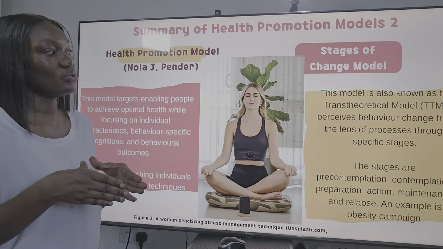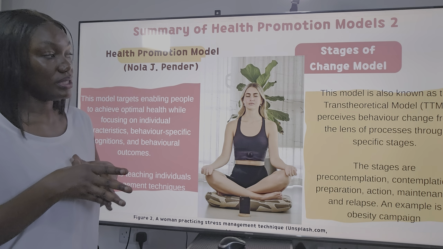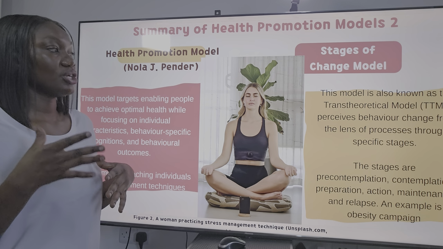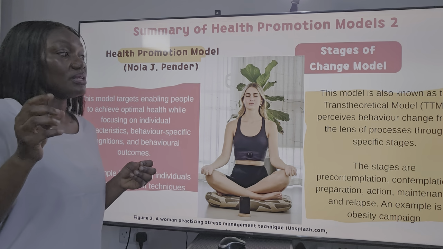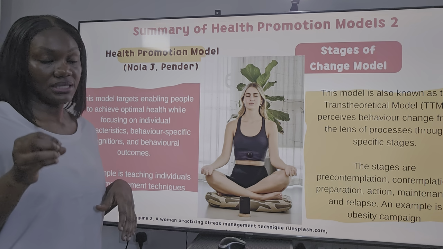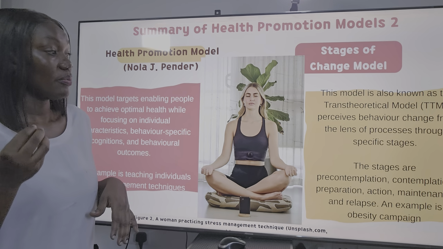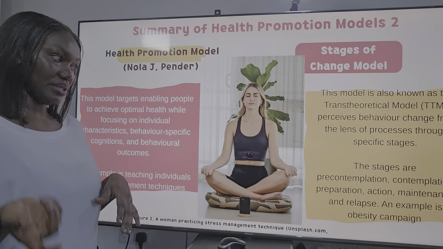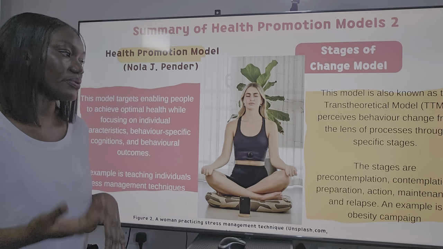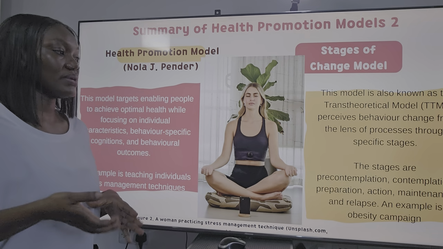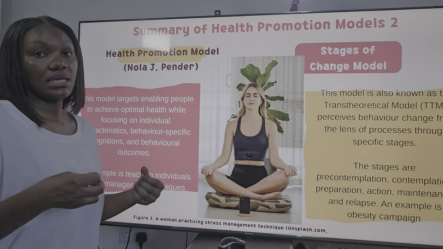This model is also known as the transtheoretical model. It perceives behavioral change from the lens of a process through specific stages, and the stages are pre-contemplation, contemplation, preparation, action, maintenance, and relapse. An example is an obesity campaign.